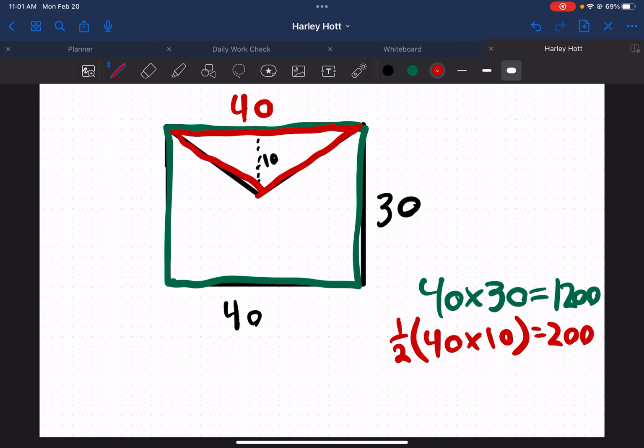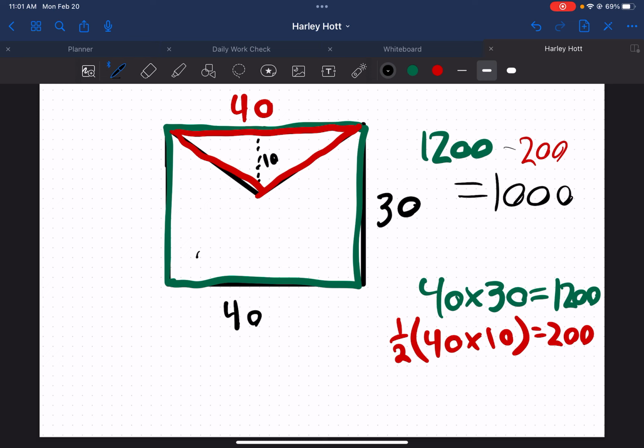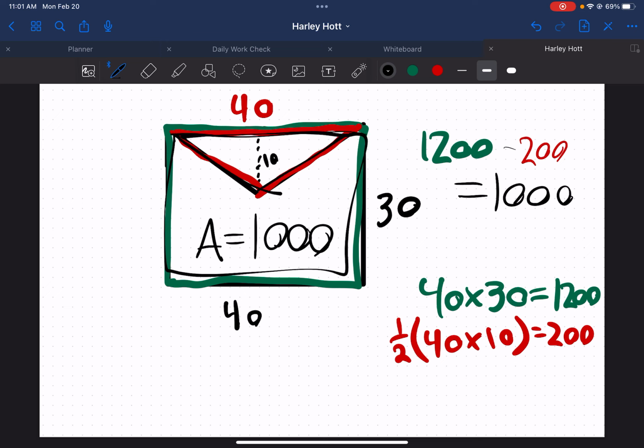So if the whole big rectangle is 1,200 and the small triangle is 200, we're just taking 1,200 and getting rid of 200. So the area of this composite shape is 1,000, right? The area is equal to 1,000. Does that make sense? I hope so. We just took a big simple shape and cut away another simple shape from it, and what we got was a more complicated shape in the end. We got this trapezoidal shape with a dent in it.